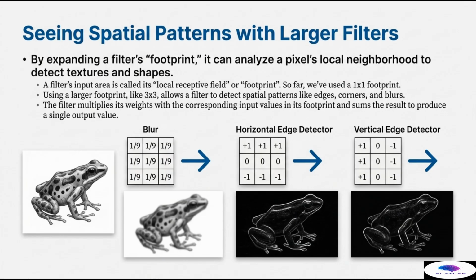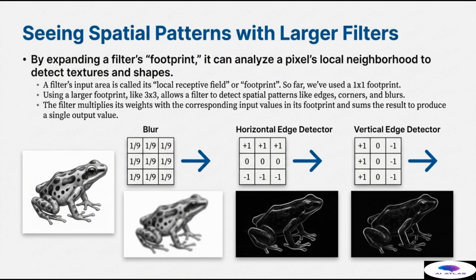The mathematics remains the same. The filter multiplies its fixed set of weights with the corresponding input values in its footprint and sums the results to produce a single output value. On the screen, you can see 3 classic examples of 3x3 filters. The blur filter uses uniform, positive weights, 1/9, across the entire field, averaging the pixel values.